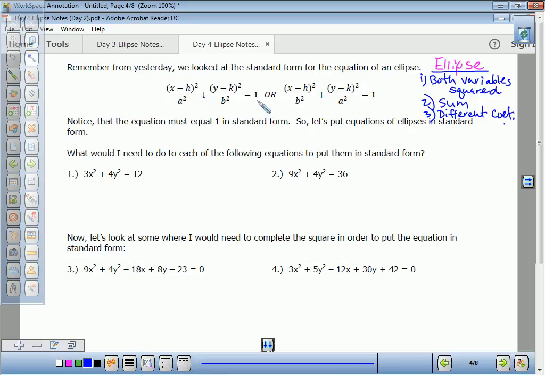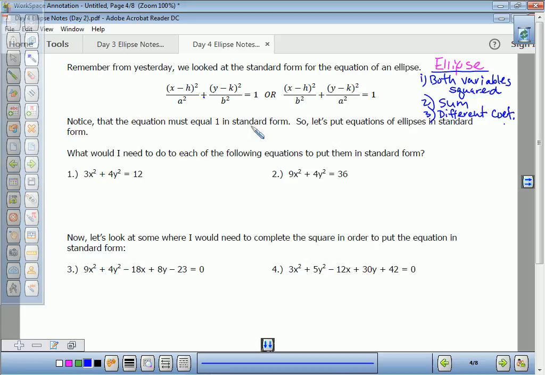Now, yesterday, every single one we did shows us that in standard form, an ellipse would equal 1. So whenever we get an ellipse, and I know this is an ellipse because it's squared, squared, sum, different coefficients, it checks off every single one of these. But it's not in standard form for an ellipse, because in standard form it must equal 1. So do you guys have any ideas about how we can get this to equal 1?